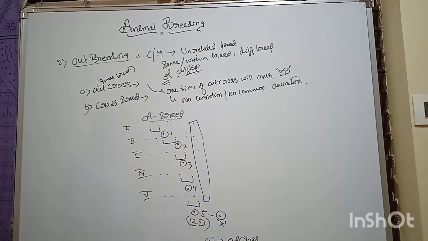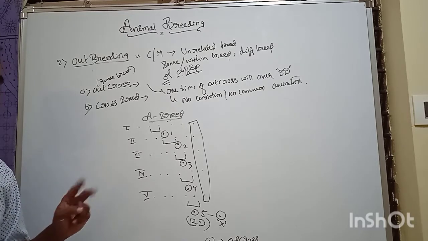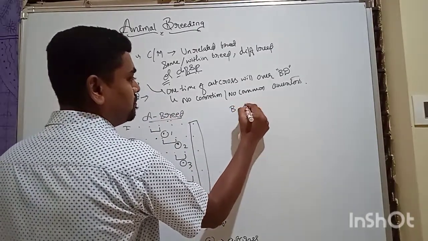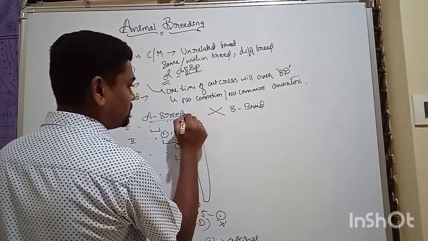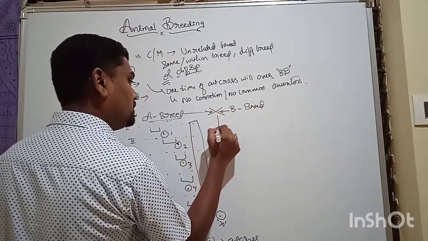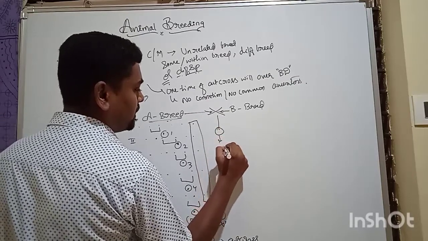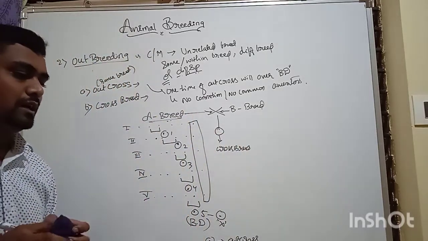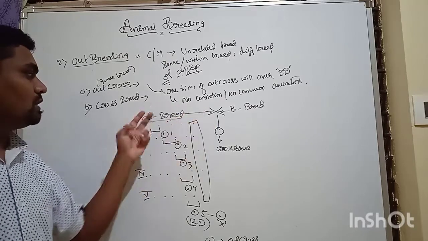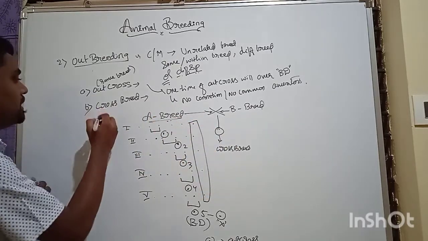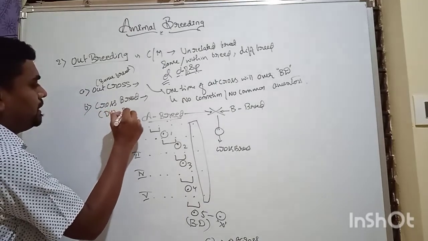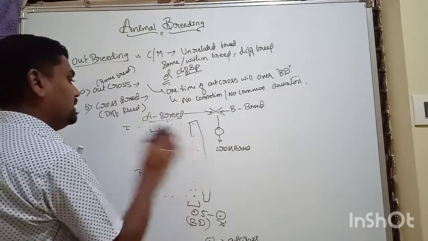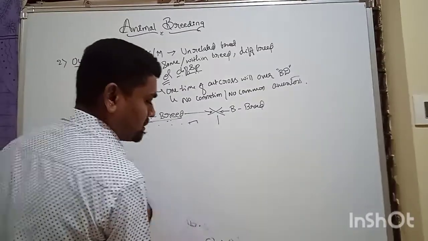What is crossbreeding? Crossing of two unrelated individuals of different breeds. This is one breed, this is breed B. I'll cross these two. Whichever progeny is produced is from the crossbreed. The progeny is from two unrelated individuals. Remember, crossing of two unrelated individuals of different breeds. This is not the same breed, it is a different breed. Examples are given in your NCERT book or the prescribed book.